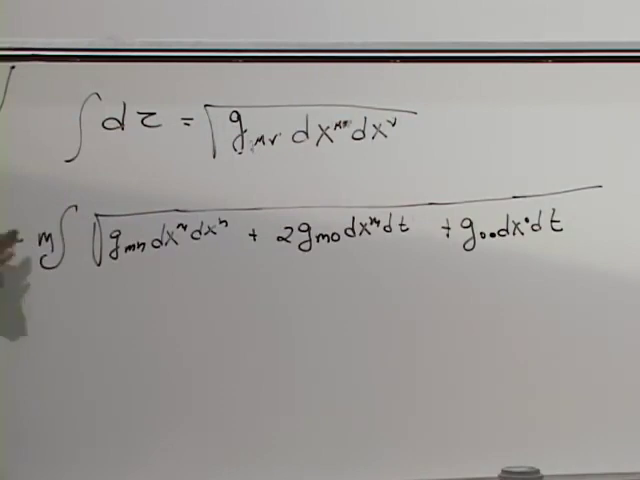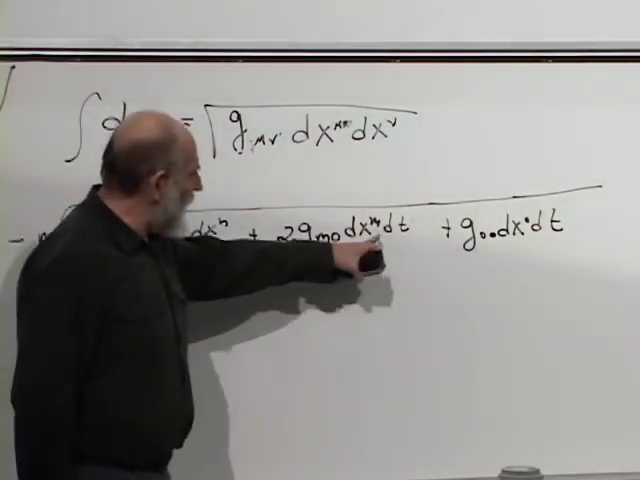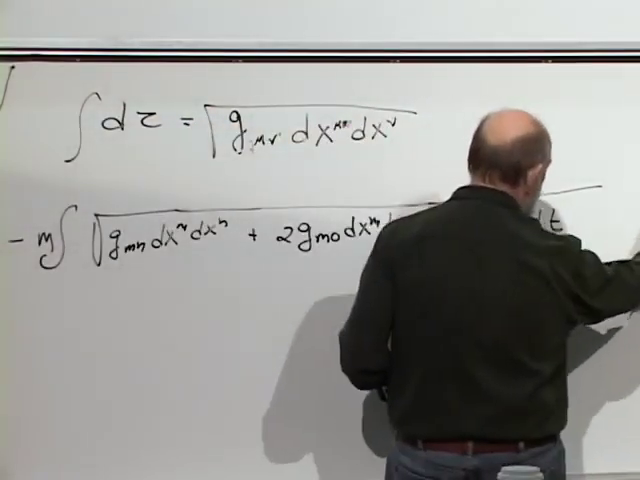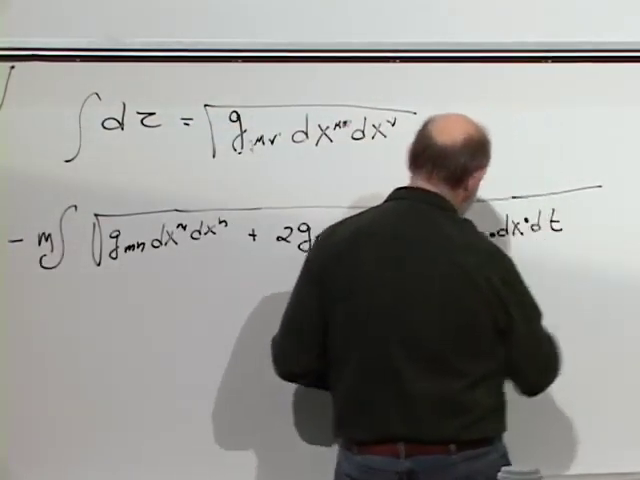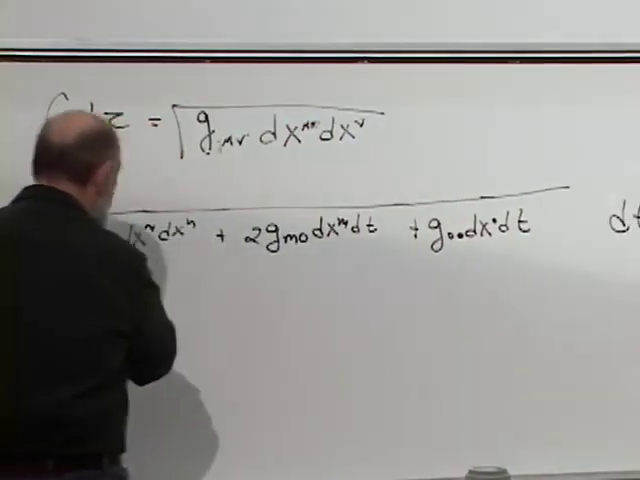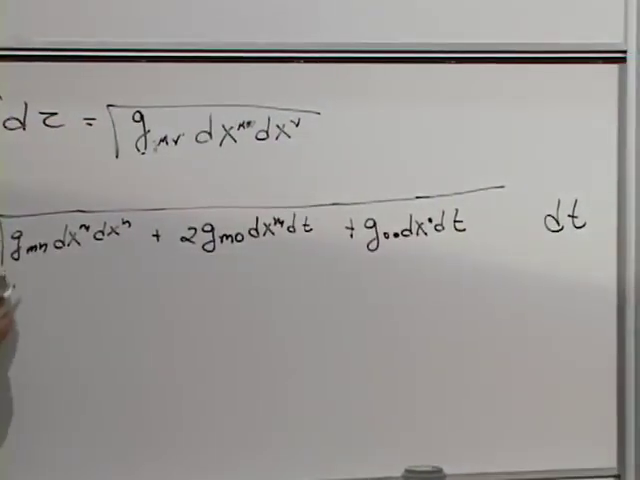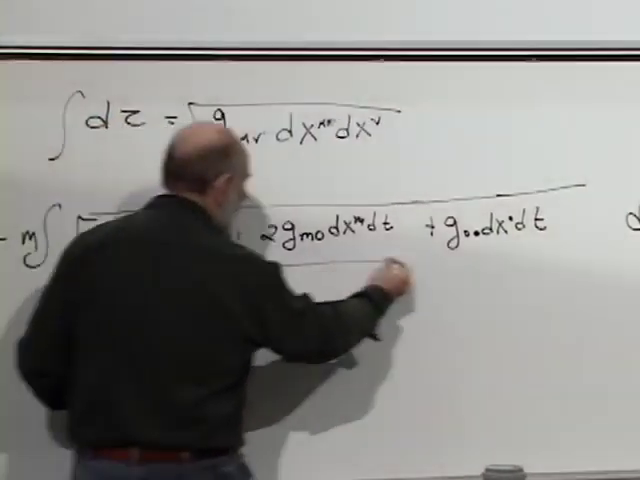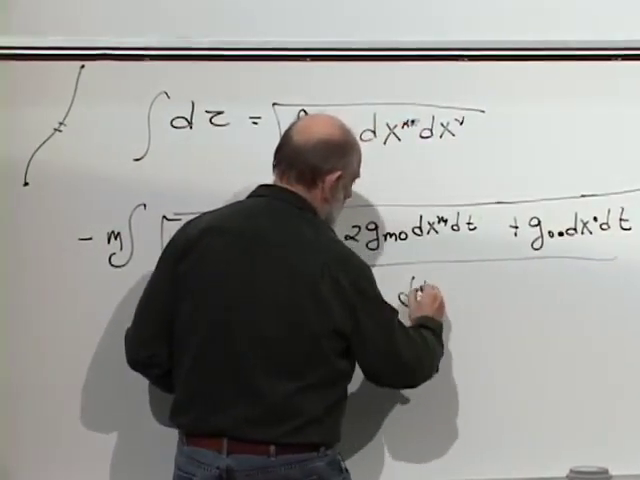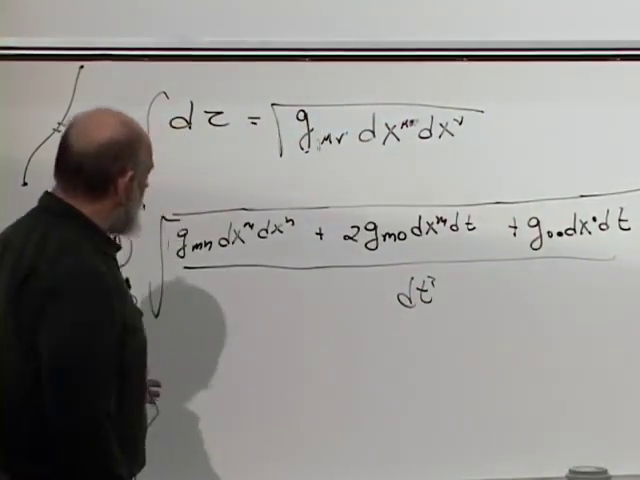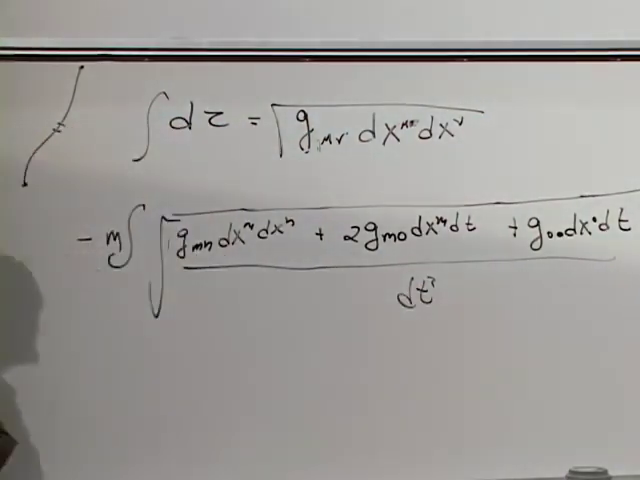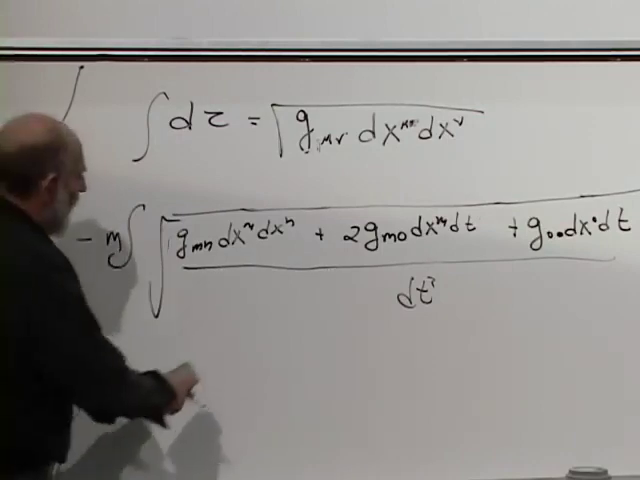Okay, now let's divide and multiply by dt squared, or by dt. Let's multiply here by dt, and now divide this whole thing by dt. But if I do it inside the square root, that means dividing by dt squared, right? If I want to divide by dt, but then I want to put the dt into the square root, I make it dt squared.